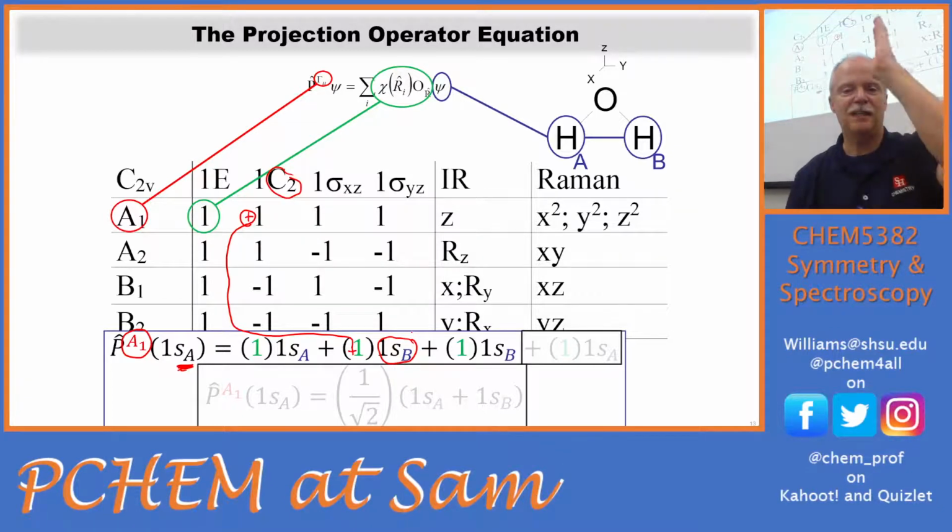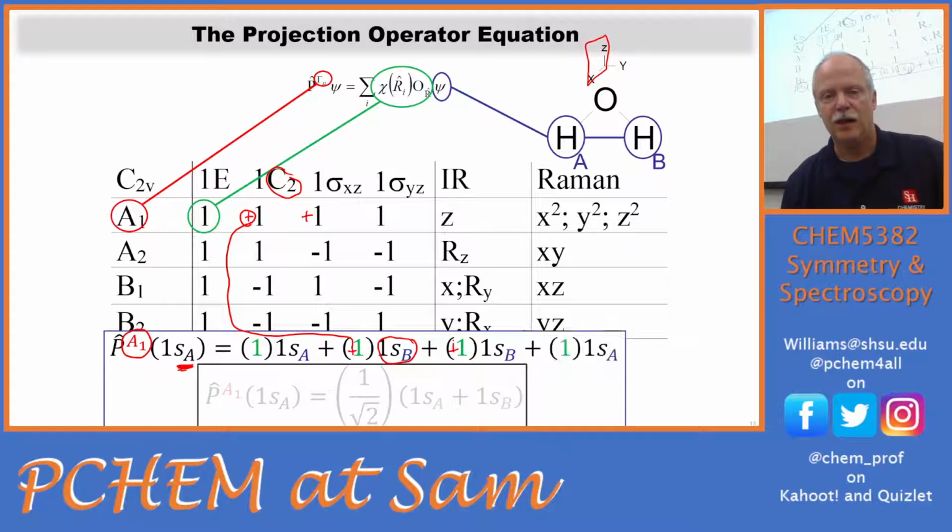Then the reflection in the XZ plane. Here's the XZ plane. So that swaps the 1s orbital over onto atom B. And we have a plus here, so it's a plus there. And then the last one is a plus again. And since it's the plane of the paper, that 1s orbital stays on atom A. And so we have the plus, so it stays shaded this way. This one is the same shading. We have another +1 on atom B, so it's the same shading. And we have a +1 on atom A, so it stays the same shade.